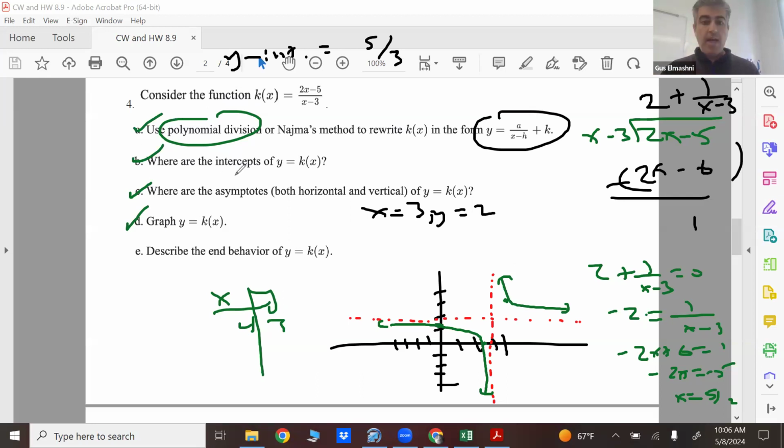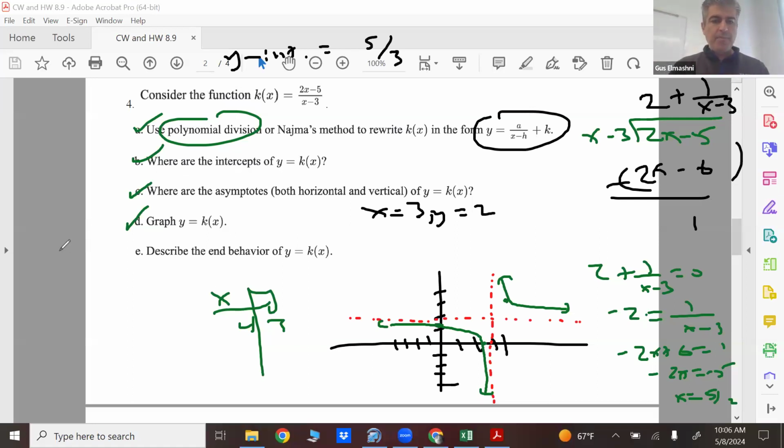Lastly, we'll do the end behavior. Alex, go ahead. You need a negative out front. Yeah, you guys will explore all this stuff in pre-calculus. We're just kind of scratching the surface of this stuff here.